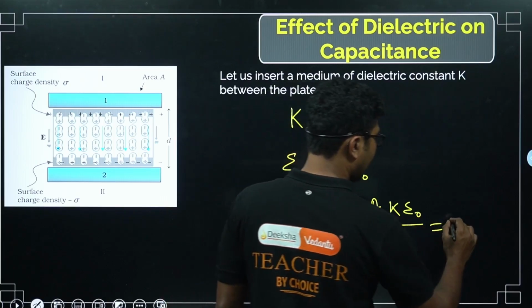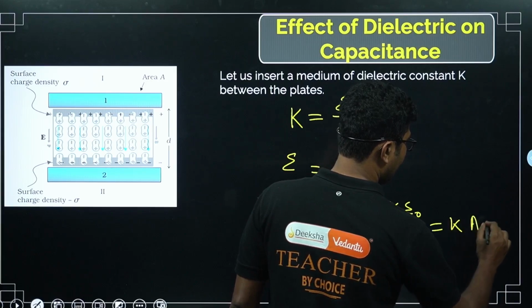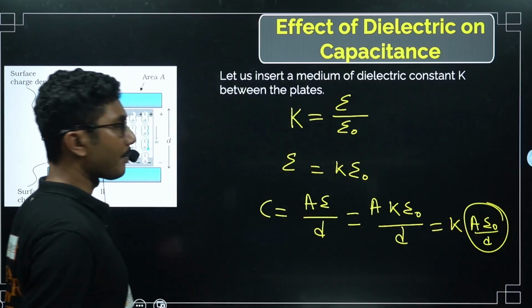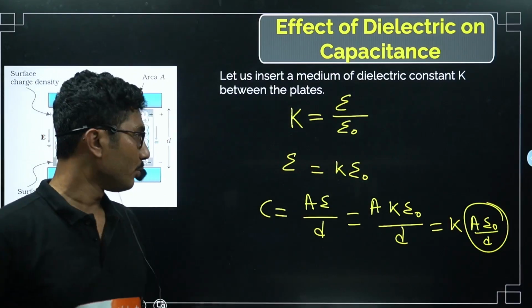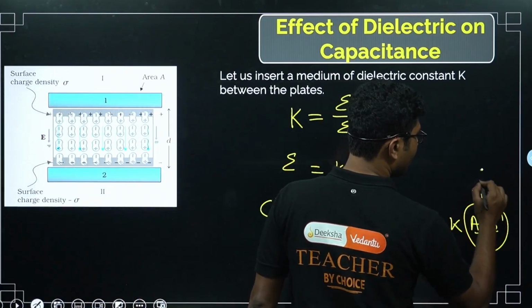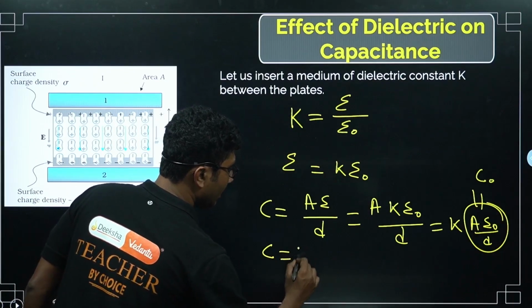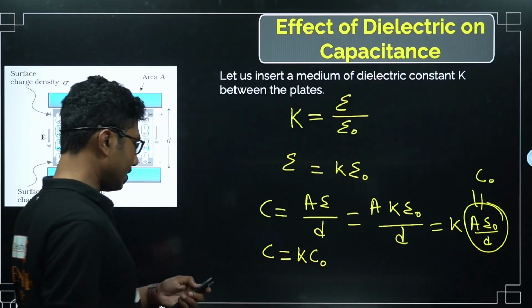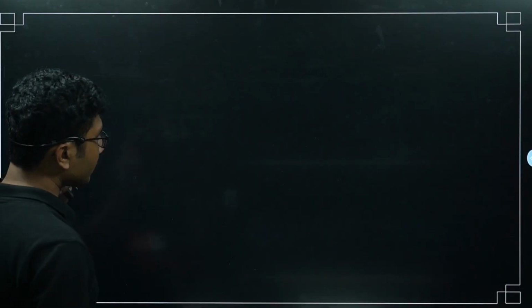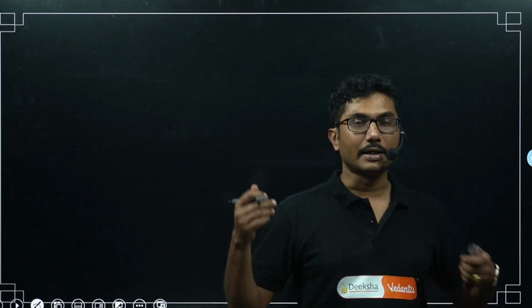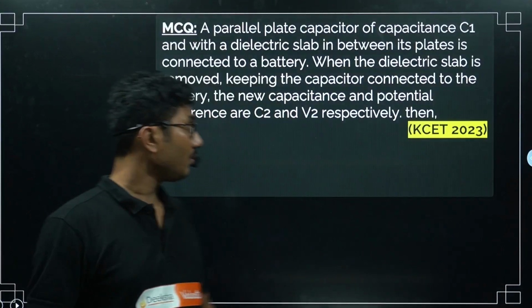So it is K A epsilon naught by d. Now this is nothing but the capacitance when there is vacuum. Let us denote this using a symbol, say C naught. Then we can write C equals K C naught. This is a very important formula. If you are solving previous year questions, multiple questions have come based on this formula, where they have asked about a dielectric medium in a capacitor that is removed, and what is the charge now? Let us look into the problem.